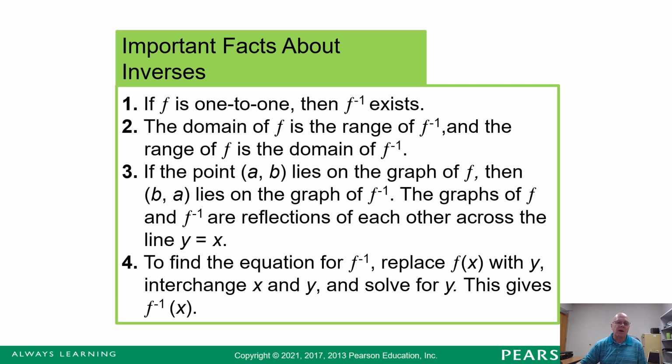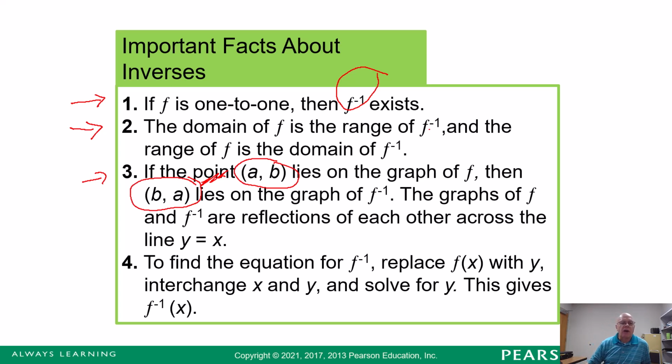So some things to remember about inverses. If you've got a one-to-one function, you have an inverse. You might have to find it, but one exists. Second, the domain of f is the range of the inverse, and the range of f is the domain of the inverse. So the domain and range interchange with some restrictions occasionally. If (a, b) is on the graph of the function, then (b, a) will be on the inverse.